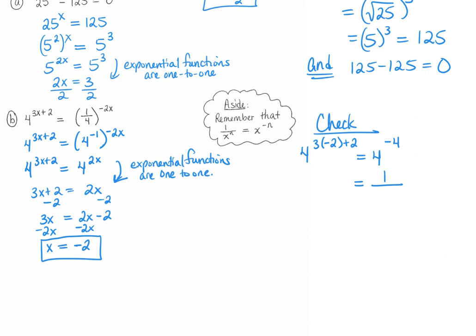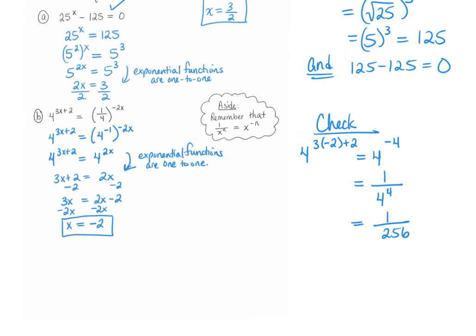1 over what? 1 over 4 to the 4th power. And what's 4 to the 4th? 4 to the 4th, not 4 times 4. 4 times 4 times 4 times 4. What's that? If you would like to use your calculator, feel free to do so. 256. Excellent. So this is equal to what? 1 over 256. Yes, good.